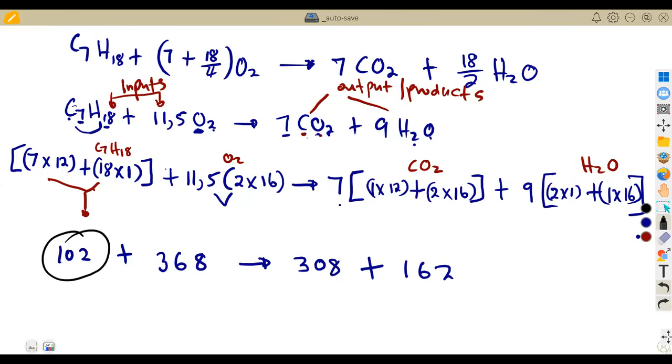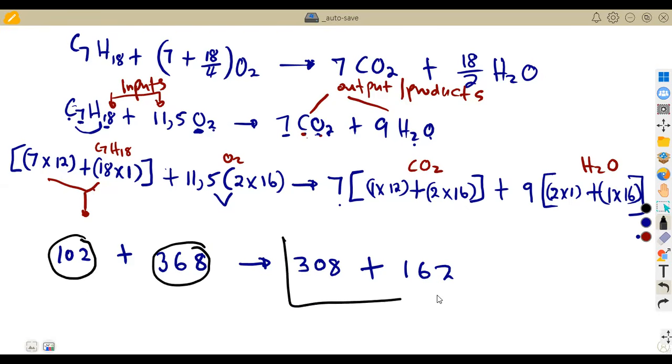So as it stands at this stage, it means here we've got 102 kgs of the fuel corresponding to 368 kgs of the oxygen, meaning to say we need 368 kgs of oxygen to burn 1 or 2 kgs of the fuel in order to give us this part that we have on the product, which is 308 kgs of carbon dioxide, 162 kgs of water.